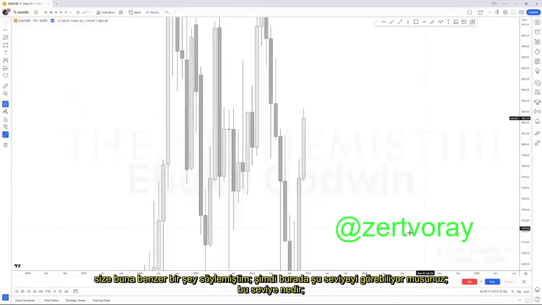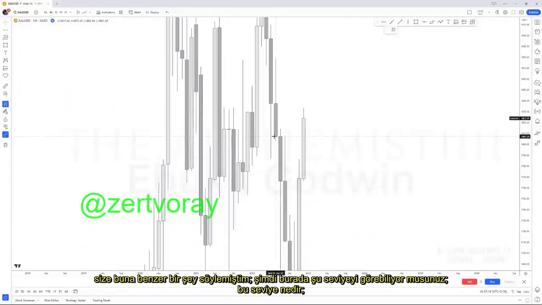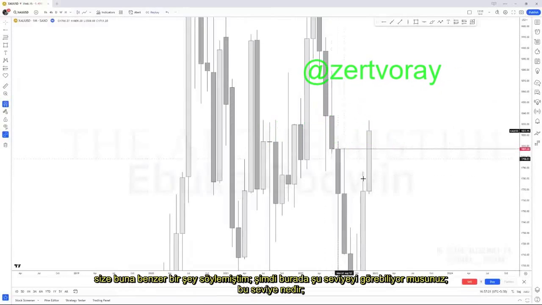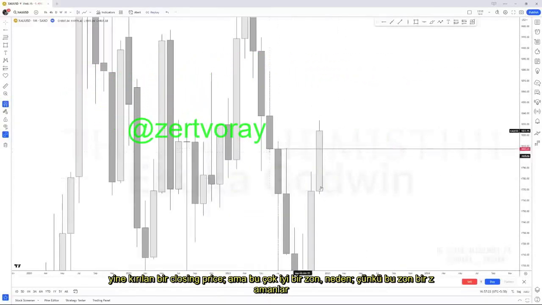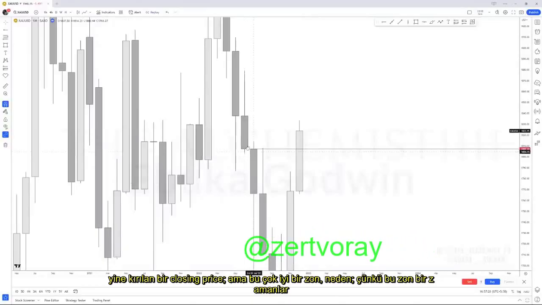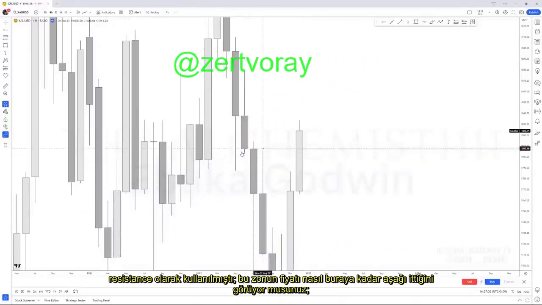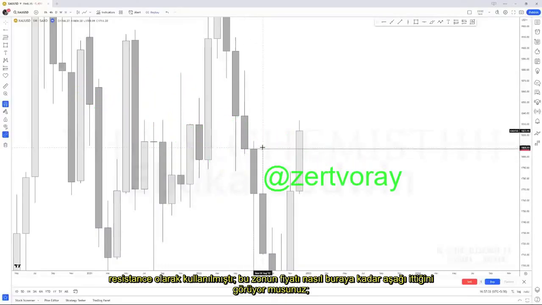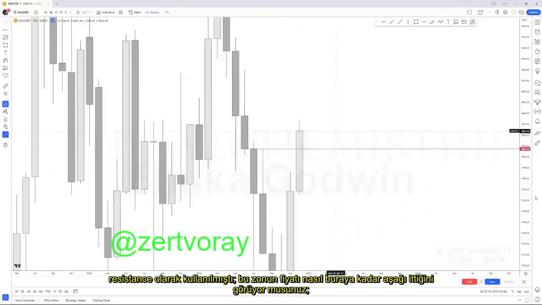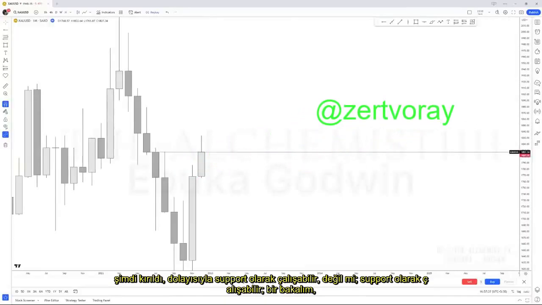It is very important. Now, I told you something like this right now. Can you see this level in here? This is a closing price once again being broken, but this is a very good zone because this zone was once used as a resistance. Can you see how this zone pushed price down here? Now it is broken, so it could act as a support.